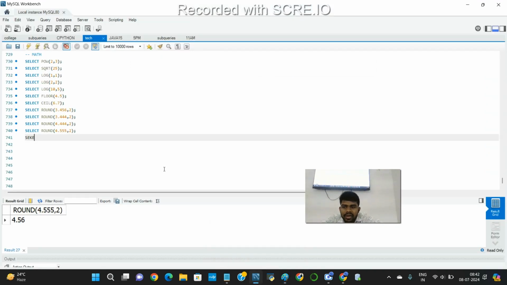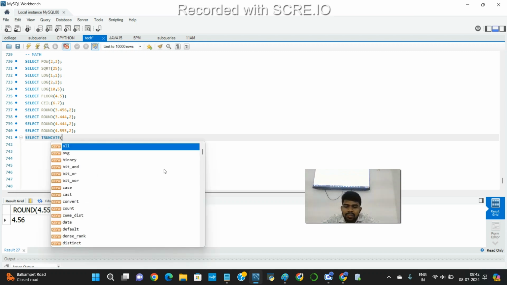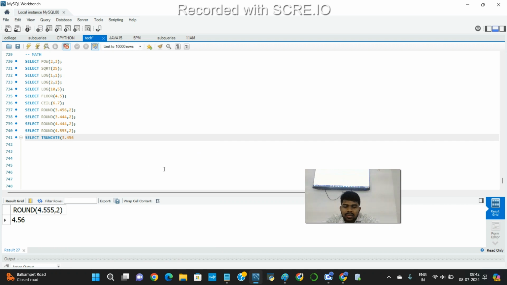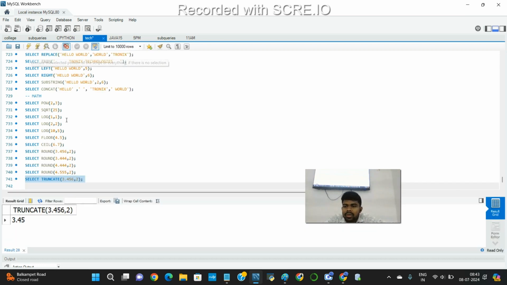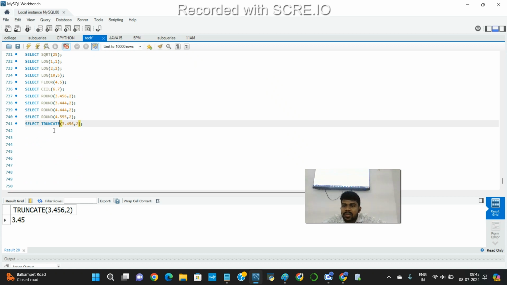Similarly, truncate. Truncate is simple. It will just remove the numbers. So truncate of 3.456, I want to adjust it up to two decimal places. Just keep this and run the code. Answer 3.45. It will just remove.